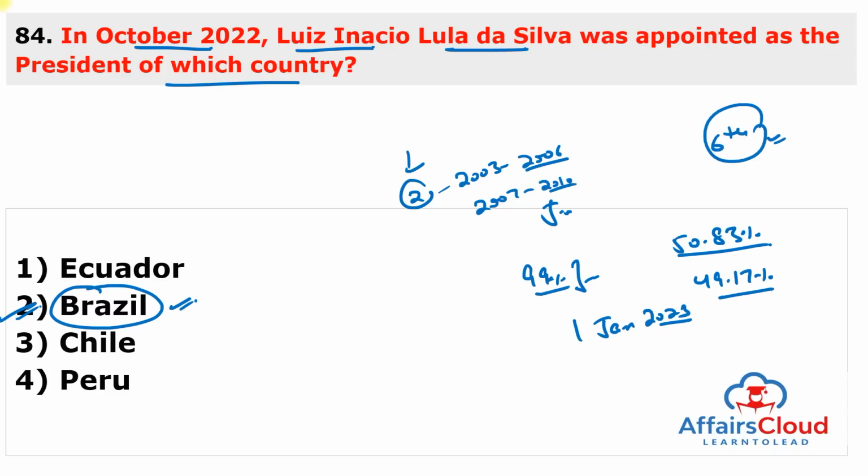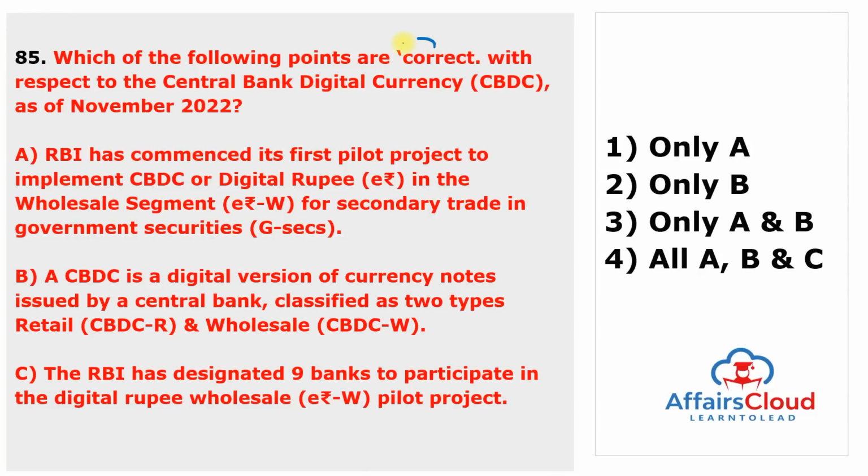Moving to the next question. Which of the following points are correct with respect to the central bank digital currency as of November 2022? Let's read the statement. First is, RBI has commenced its pilot project to implement CBDC, or the digital rupee, in the wholesale segment for secondary trade in government securities. So this statement is basically a correct statement.